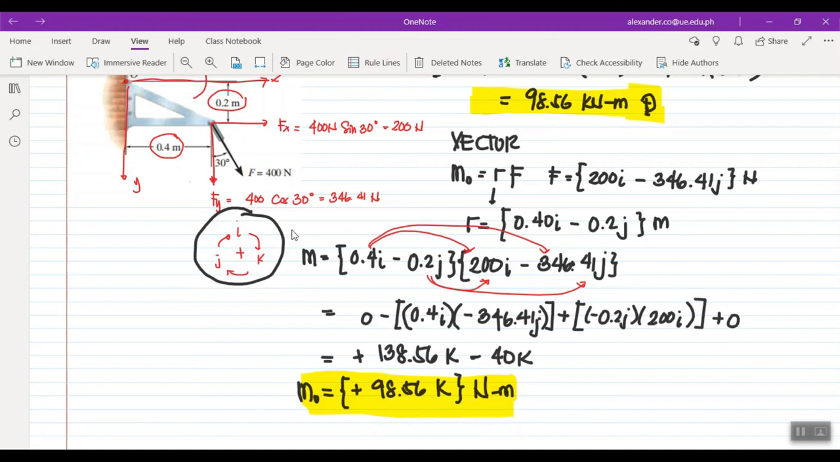Ang tagal ng determinants, lalo na kung naalala nyo yung topic nyo sa advanced math. Determinants. Okay? Matrix. Nako, ayoko din nun. Okay? So, ito, para mas madali ang buhay natin. At napatunayan ko naman, tama yung sagot, parehas 98.56 clockwise positive, meaning clockwise yung rotation. Okay? Thank you so much!